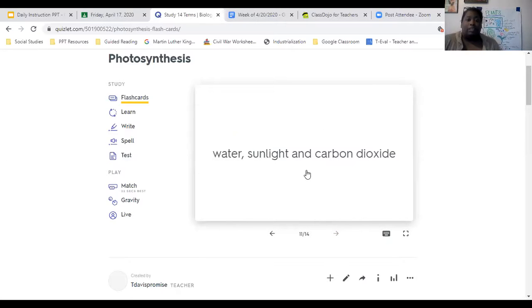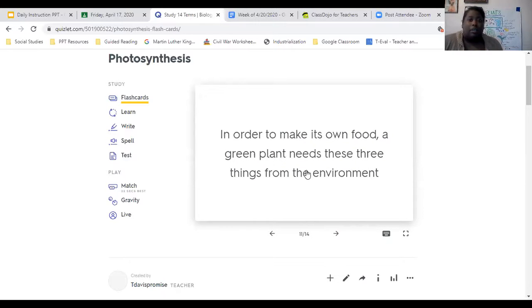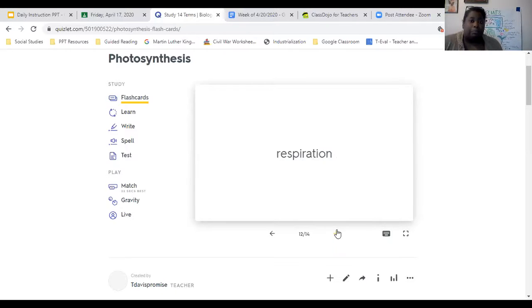All right, my turn. Water, sunlight, and carbon dioxide. So in order for a plant to make its own food, a green plant needs these three things from the environment. So these are things that the plant does not make on its own. It has to receive them from the environment.